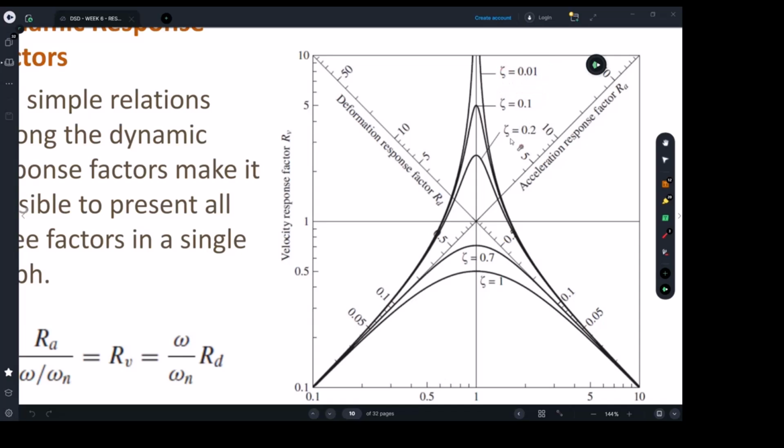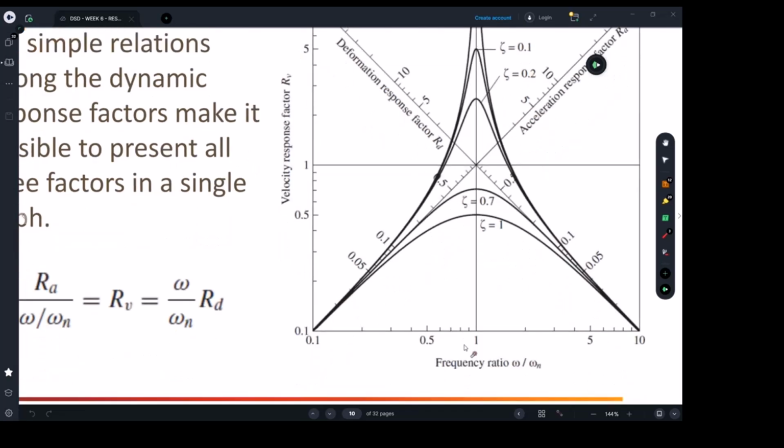Let's say your structure has 20% damping and you have applied a frequency ratio of, let's say, 2 as an easy number. Then you're going to take your measurements vertically until it hits the 0.2 curve, didn't we say 0.2? So it's somewhere here. That's where we hit the curve for the 0.2 damping ratio.